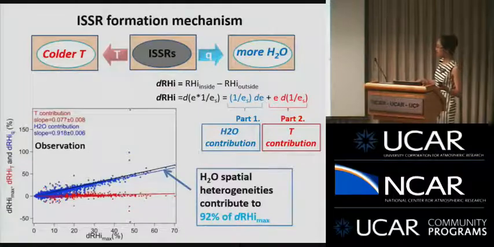And now the observation, every single blue dot or red dot represents a supersaturated region. And I do the comparison with its adjacent neighbor. So the slope of the blue dot is 0.92. That means water vapor spatial heterogeneity contributes to 92% of the higher relative humidity inside the ice supersaturated region. And temperature only contributes about 0.08, which is 8%.